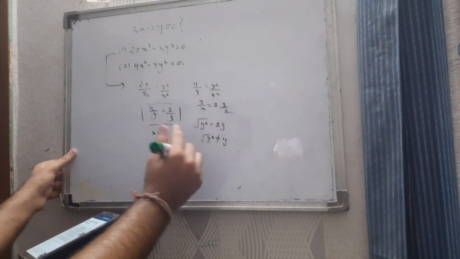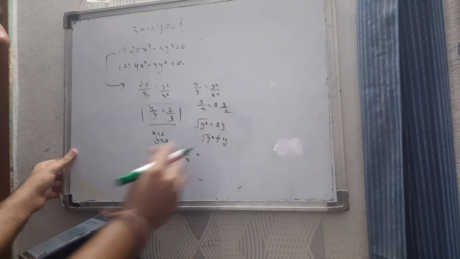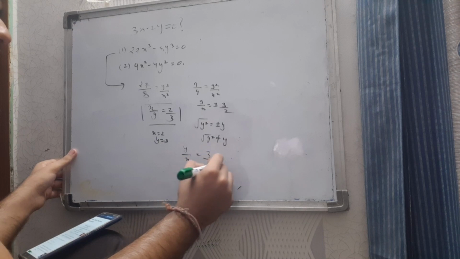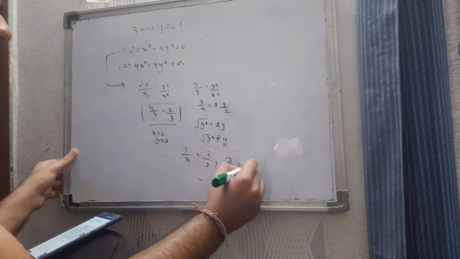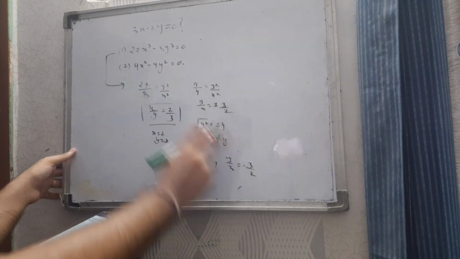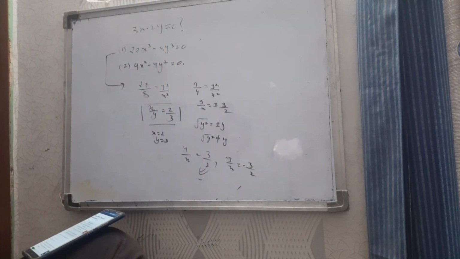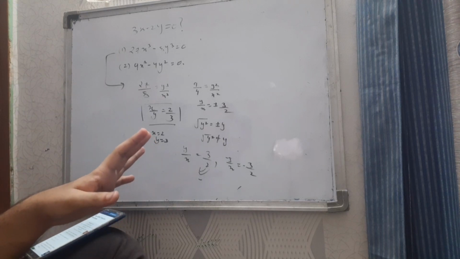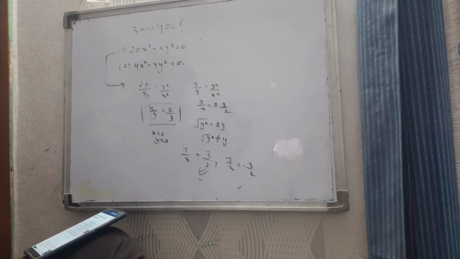So we can get two values here, y over x as 3 by 2 and y over x as minus 3 by 2. This would satisfy the equation, but this would not satisfy the equation. Hence we can say that statement 2 alone is not sufficient to answer this question. Statement 1 alone is sufficient to answer this question. Okay, so let's move on to the next question.